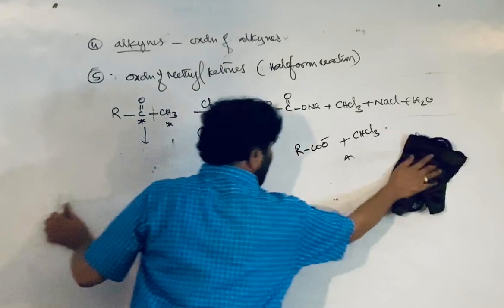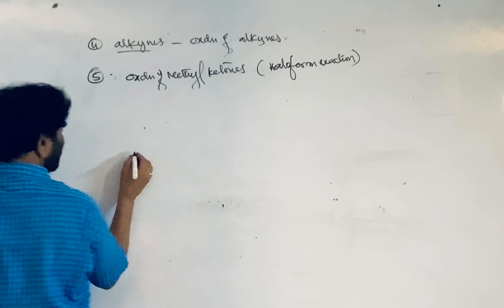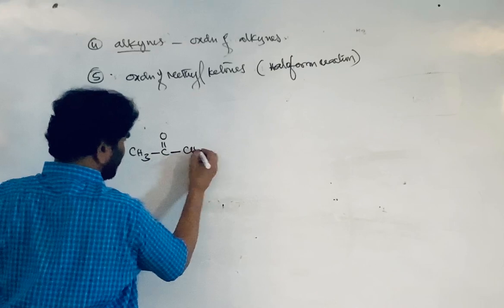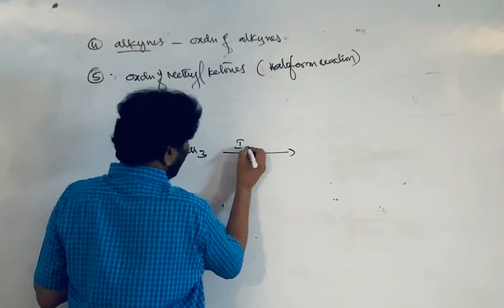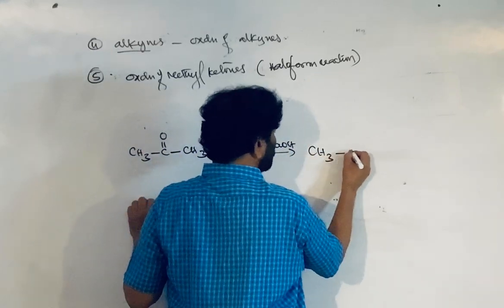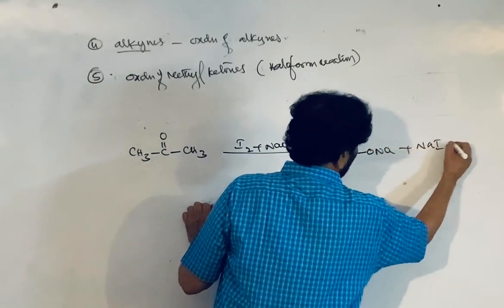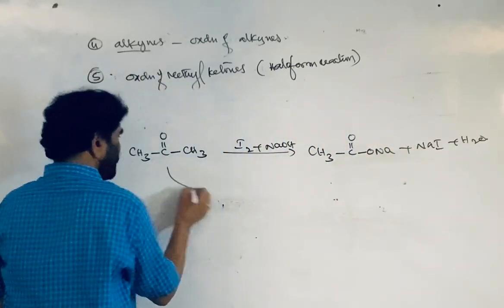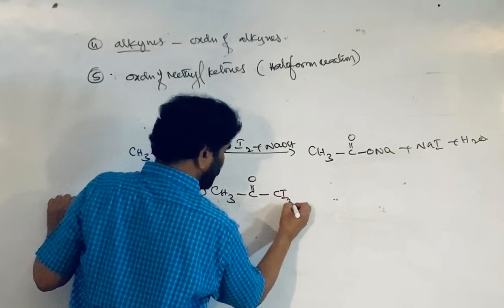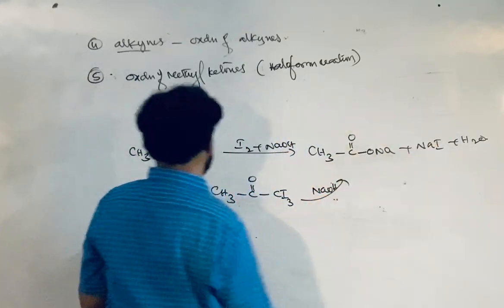acids by treating with chlorine in the presence of base or bromine in the presence of base. For example, you take acetone, CH3 COCH3, with iodine plus sodium hydroxide, the iodoform reaction. This is converted, with sodium hydroxide, to sodium acetate, NaI plus water. Here it is first converted to the triiodo derivative, which is finally converted by the sodium hydroxide to these products.